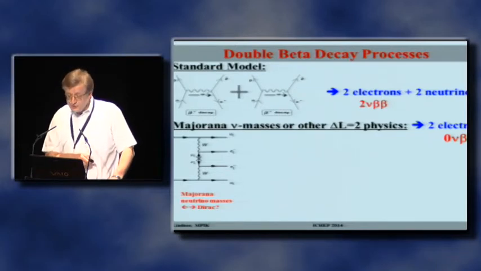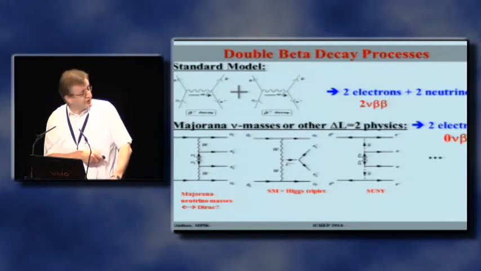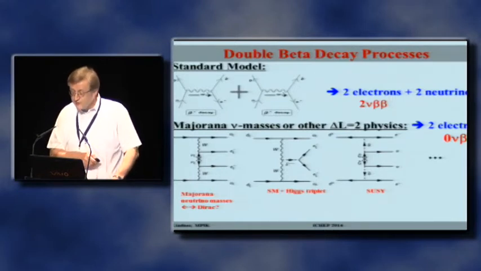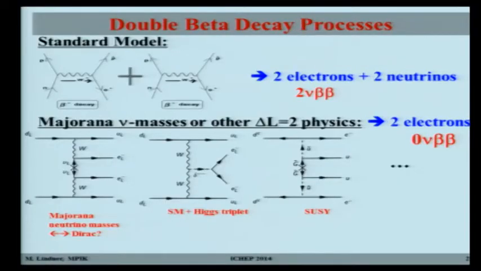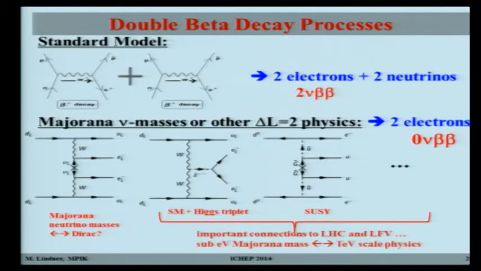But if there were other new physics that violates lepton number by 2 units, you can easily draw such diagrams here, then of course they would also contribute, and you don't know when you see a signal what's there. And if you put a limit, you actually limit everything. And of course, it shows that this has connections to LHC physics, because as a rule of thumb, a sub-electron volt sensitivity of Majorana mass corresponds roughly to TeV-scale particles being exchanged here. So it could be that new TeV physics actually shows up in such experiments for the first time, and that there might be some synergy with LHC and lepton flavor violating physics.